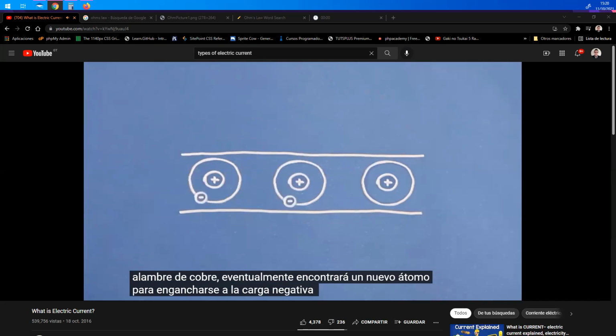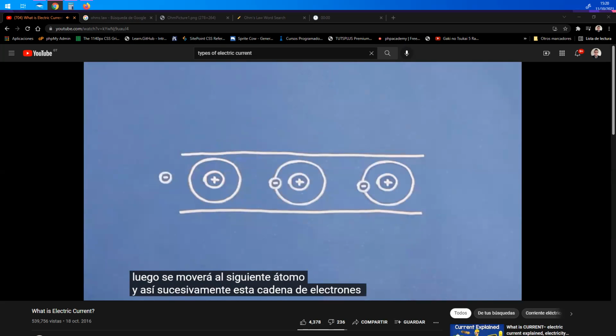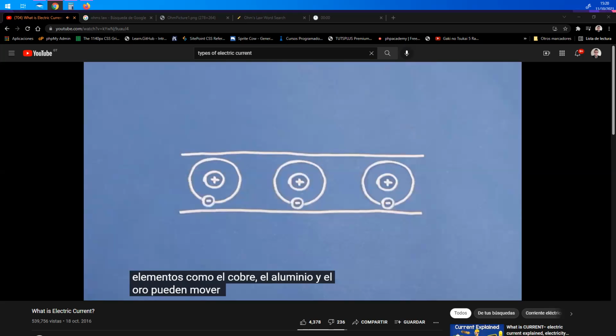The negative charge of that electron will eject another electron from the outer shell, which will then move on to the next atom, and so on and so on. This chain of moving electrons creates a flow known as electric current. Some elements, like copper, aluminum, and gold, can move electrons easily and are known as conductors.